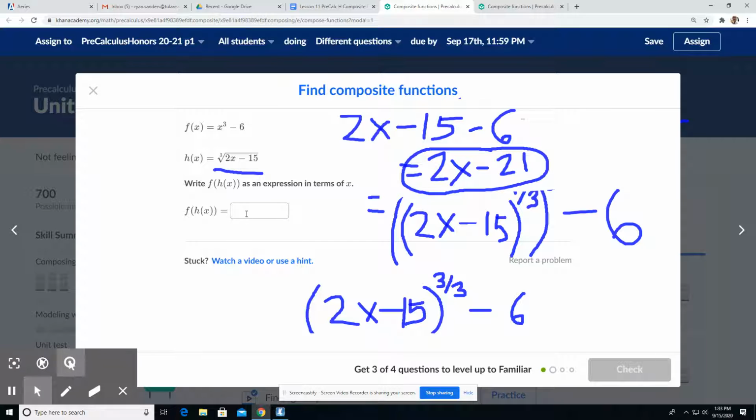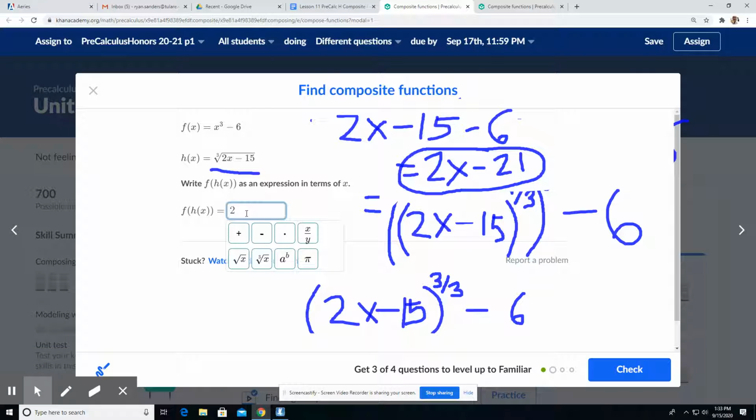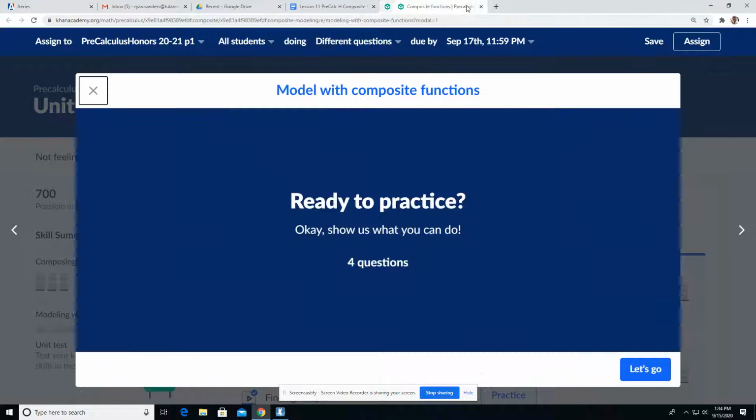Let's see how we did. 2x minus 21. Got it. All right, so it's about simplifying, and this one's not too bad to deal with the radicals or root signs, but algebraically, as we get more advanced, it's much better to look at it as fractional exponents.